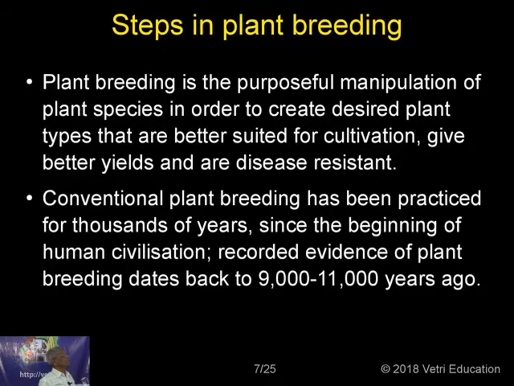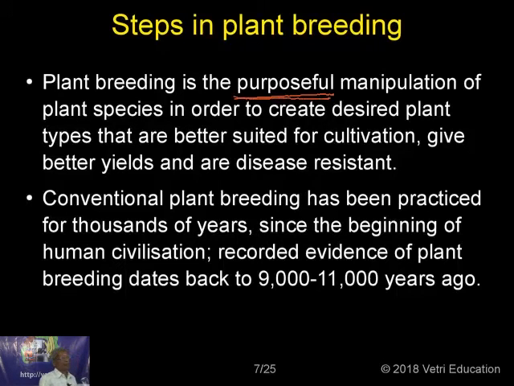So what are the steps in plant breeding? Plant breeding is the purposeful manipulation of a plant species in order to create desired plant types that are better suited for cultivation, give better yield and are disease resistant. So plant breeding is the purposeful manipulation. You do a manipulation, you do a change, and this change is purposeful.